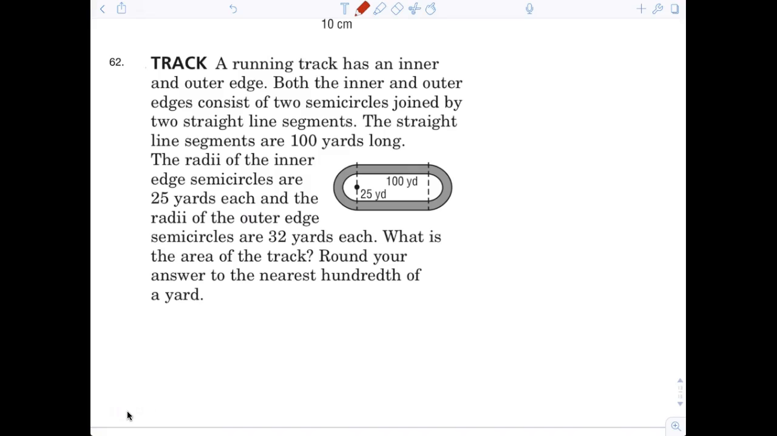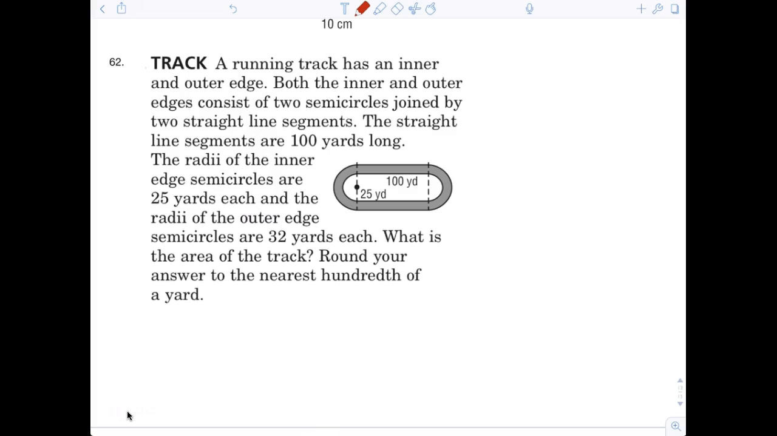Okay, is this one easy? 62. A running track has an inner and outer edge. Both the inner and outer edge consist of 2 semicircles joined by 2 straight line segments. The straight line segments are 100 yards long. The radius of the inner edge is 25, and the outer edge is 32. What is the area of the track? So now we just want the area of the shaded region.